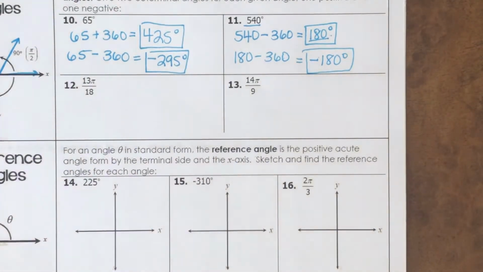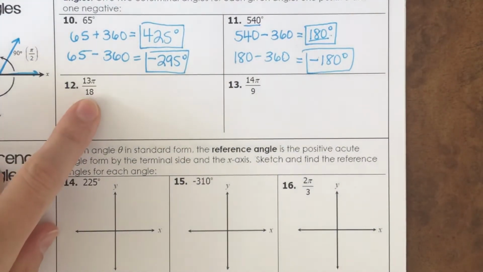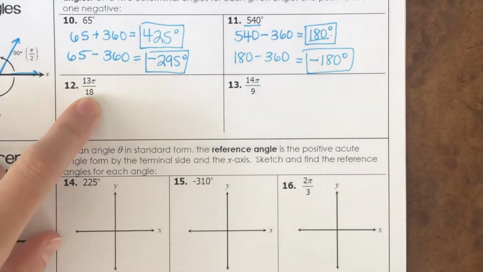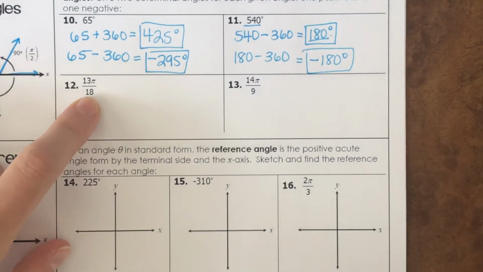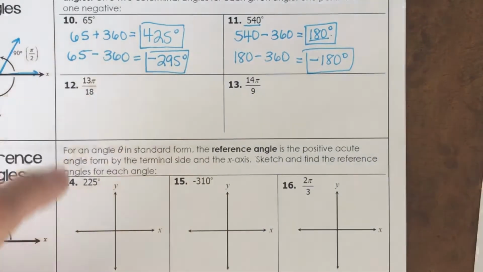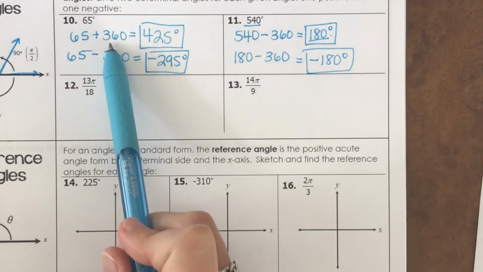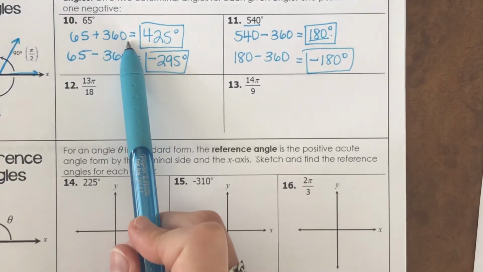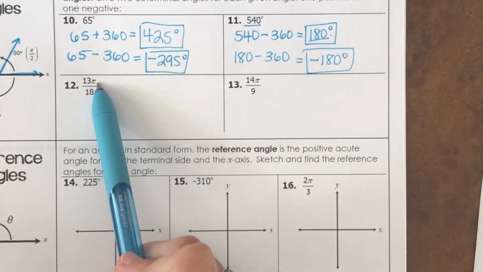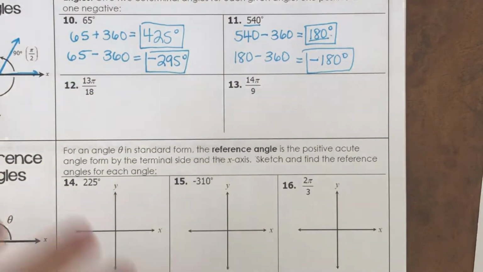Okay, now number 12 and 13 are a little bit different because they are given to me in radians, but that's not a problem. I can still do this the same way, except instead of adding 360 and subtracting 360, I'm going to be adding it in radians. 360 is the same as 2 pi. So I'm going to be adding 2 pi and subtracting 2 pi.